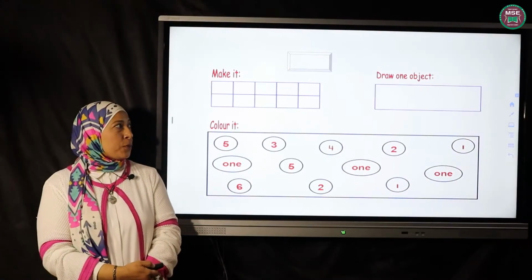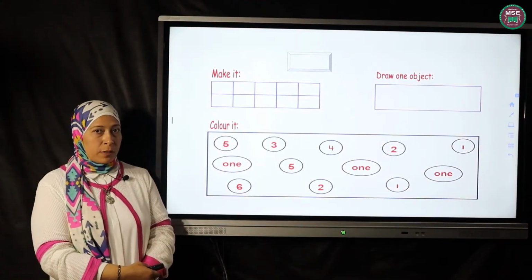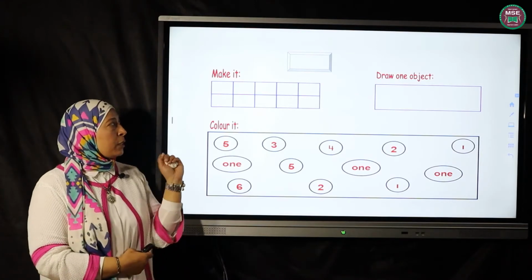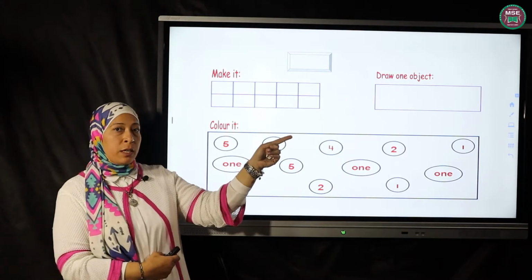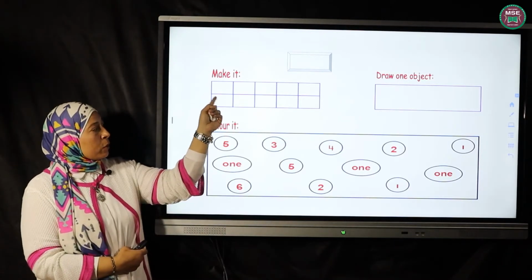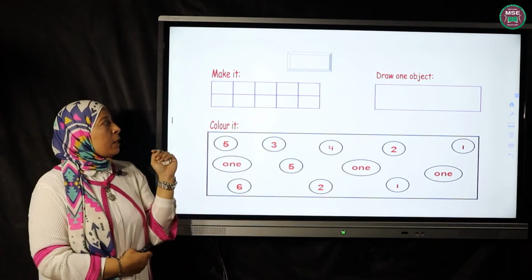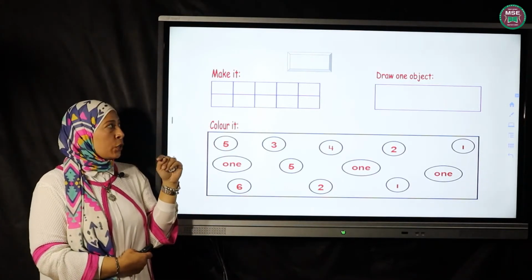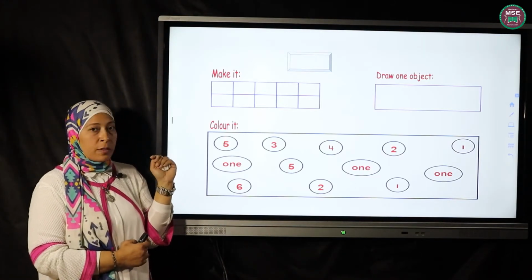The next page, in this page, we're going to be showing number 1 in many different ways, okay? We can show it using the 10 frame, or we can show it by drawing only an object to show number 1. This is called the 10 frame because if you count with me, you will find 10 empty boxes, okay? From now, every number we're going to study, we're going to show it on the 10 frames.